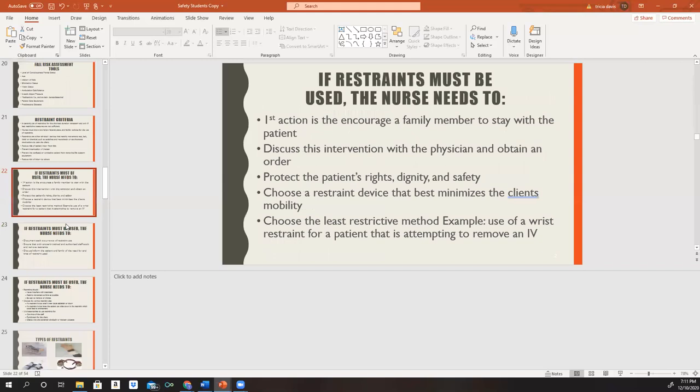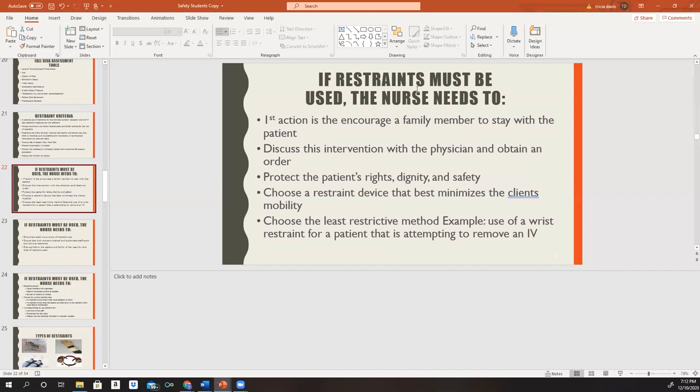So if restraints must be used, the nurse needs to... First action is to encourage a family member to stay with the patient. That's not possible right now because of COVID, so we don't have any visitors. But I would never hesitate to call home and say, oh, Mrs. Jones, your husband is very confused tonight. We're having a hard time keeping him in bed. Is there anybody that can come and stay with them?